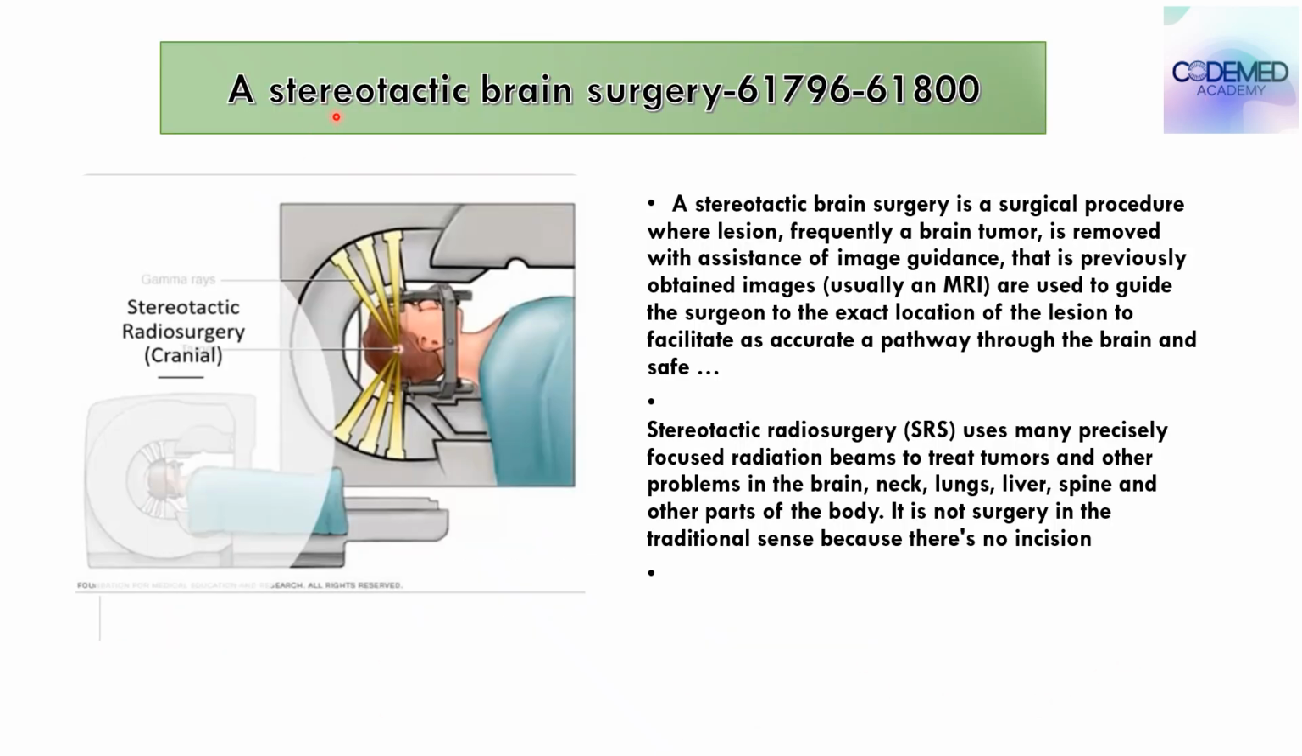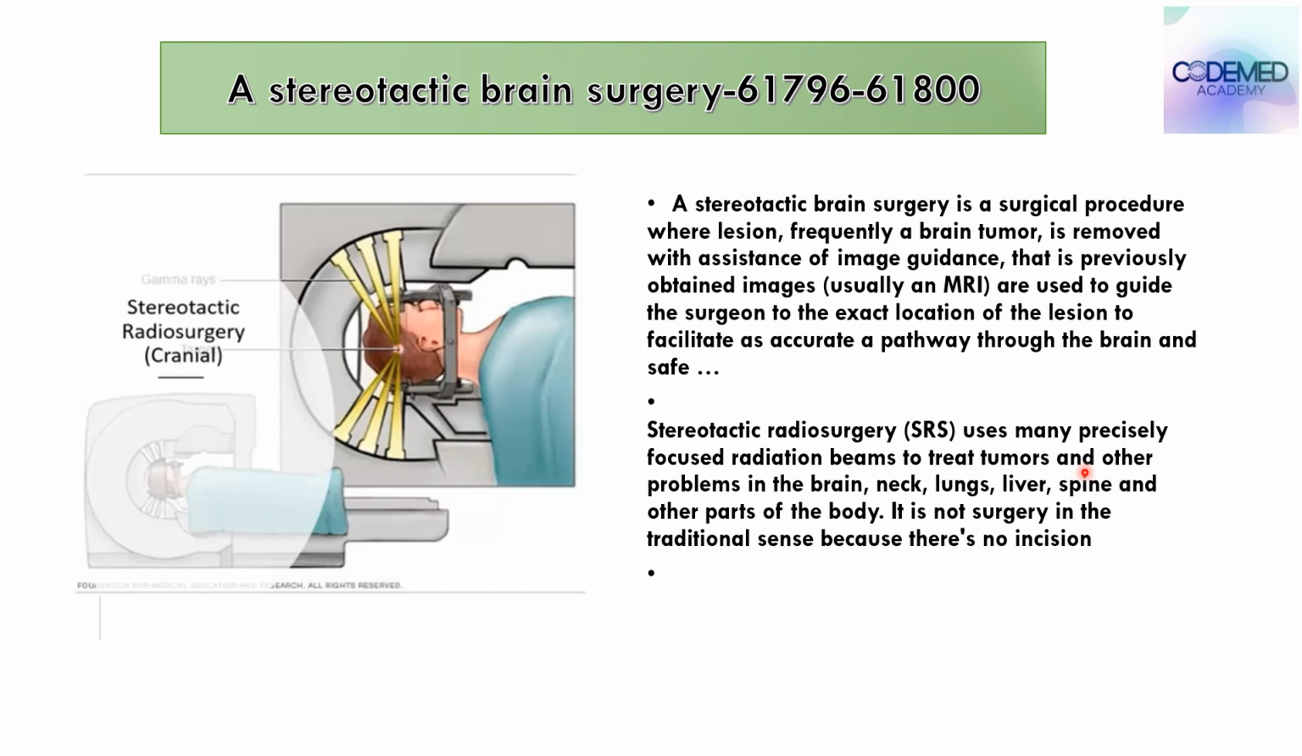Now the next topic is stereotactic brain surgery. This is the code range. I always tell my students that you should know a little bit of the topic. You don't have to go into very much detail, but just have a fair idea of what this stereotactic brain surgery is. So it helps you to code it better. Stereotactic brain surgery is a surgical procedure where a lesion like a brain tumor is removed with the assistance of image guidance.